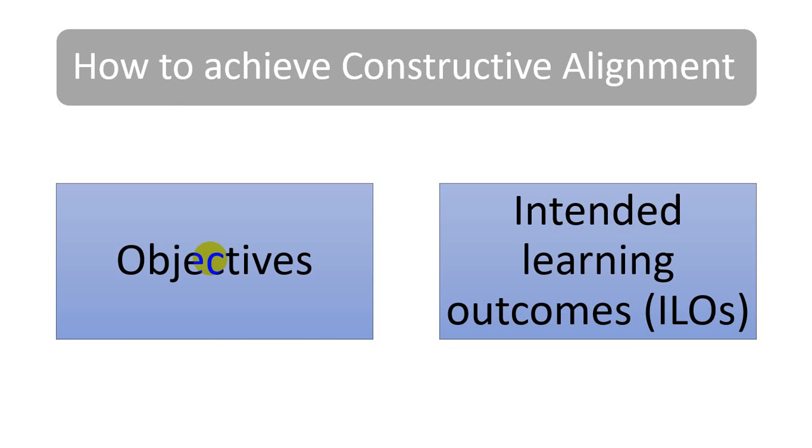And how can we achieve this constructive alignment? By keeping in mind two ideas. What is the difference between objectives and intended learning outcomes? Objectives is a very general idea, while outcomes is very specific.